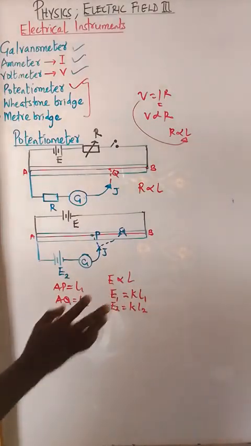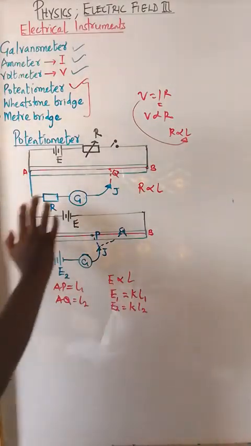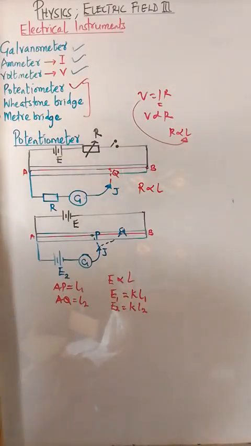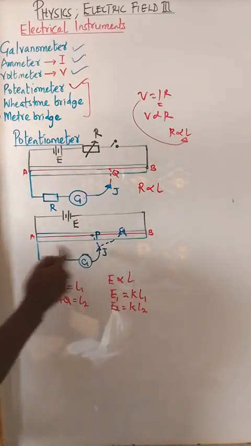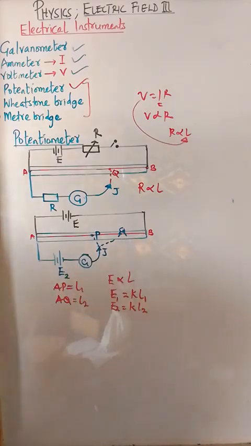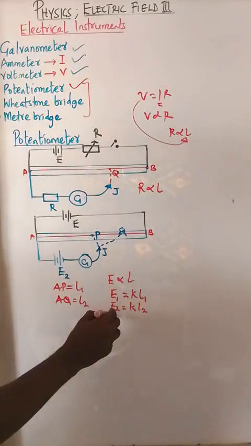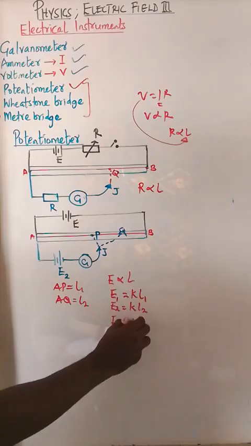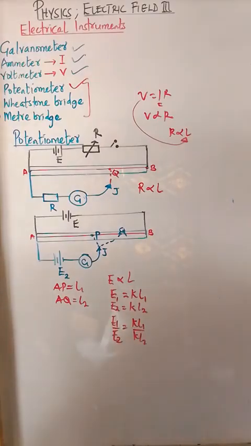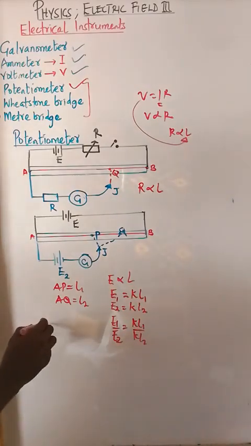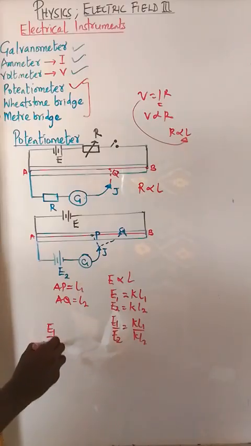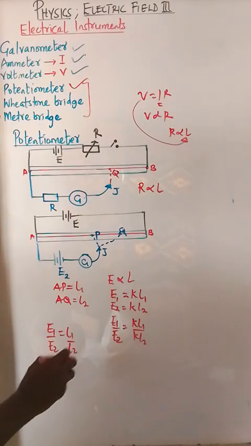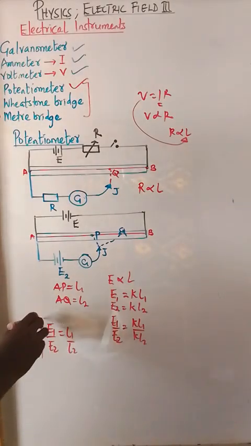As we don't know E1 or E2, we want to use the potentiometer to determine L1, the null point for the first cell, then L2, the null point for the second cell. From here, if you do the mathematics and divide both sides, you can say E1 over E2 equals KL1 over KL2, and K cancels out. So at the end, it implies that E1 over E2 equals L1 over L2. This is for a potentiometer.